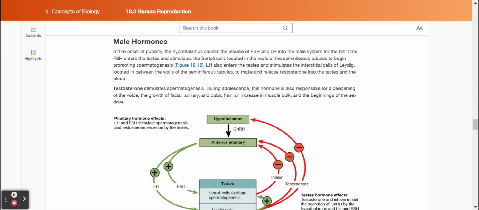Male hormones. At the onset of puberty, the hypothalamus causes the release of FSH and LH into the male system for the first time. FSH enters the testes and stimulates the Sertoli cells located in the walls of the seminiferous tubules to begin promoting spermatogenesis. LH also enters the testes and stimulates the interstitial cells of Leydig, located in between the walls of the seminiferous tubules, to make and release testosterone into the testes and the blood.